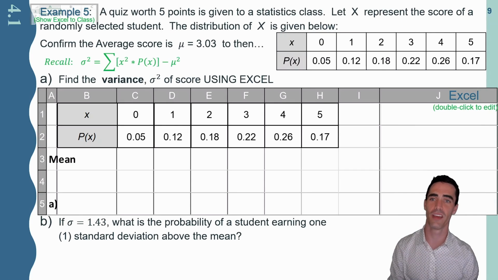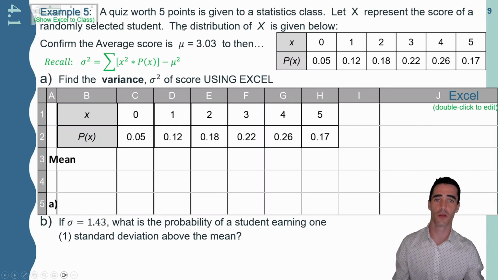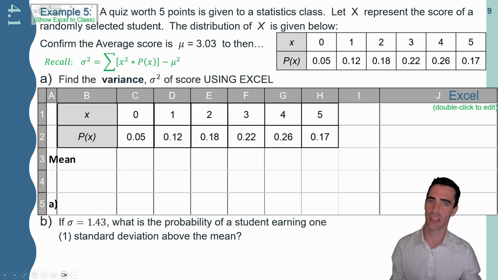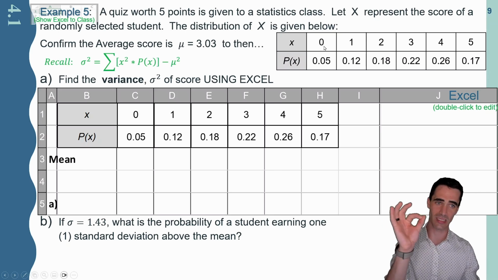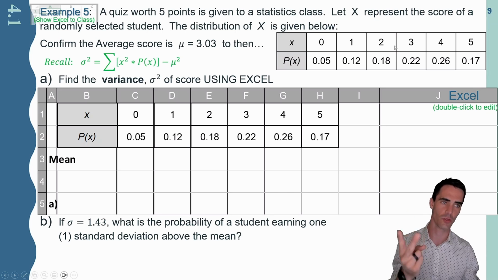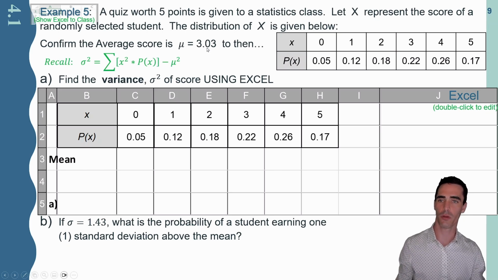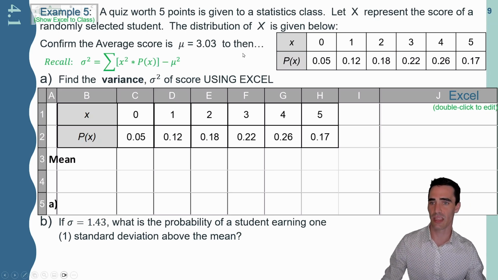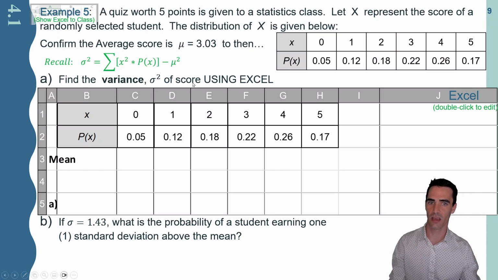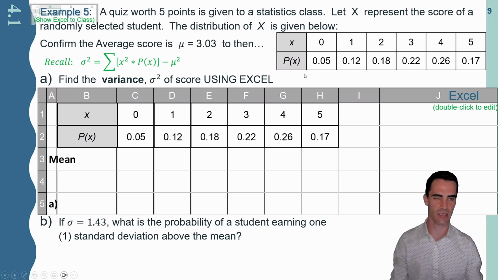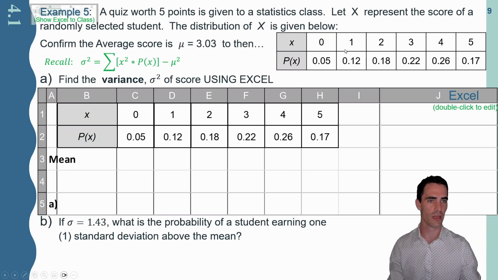This one's going to involve Excel. A quiz worth 5 points is given to a statistics class. Let X, the random variable, represent the score of each randomly selected student. The distribution of X is given below. So this is them getting 0 out of the 5 points, 1 point, 2 points, 3 points, 4 points, and lastly 5 points. Confirm that the average is 3.03, so we'll confirm that in a moment, to then later find the variance of scores using Excel. And so here's my little distribution.